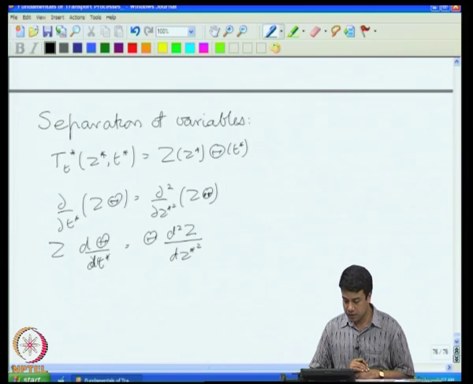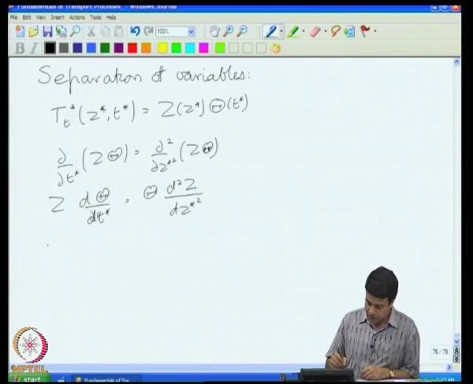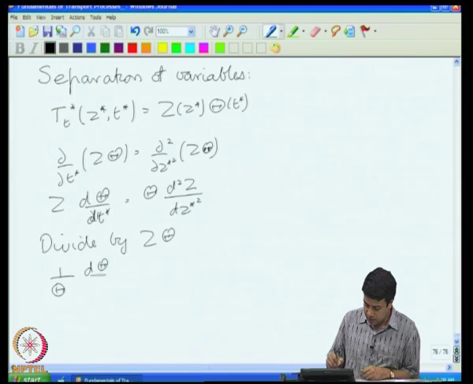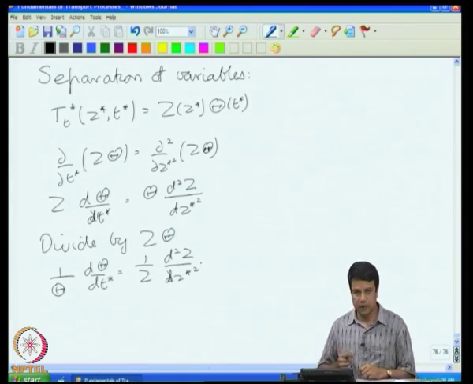Note that I have used the total derivatives d here. The reason is because theta is only a function of t, therefore, the partial derivative is also equal to the total derivative, because it is only a function of one variable. Similarly, Z is a function only of z star, therefore, it is a total derivative. I divide throughout by Z times theta, to get 1 over theta d theta by dt is equal to 1 over Z d square Z by dz star square.